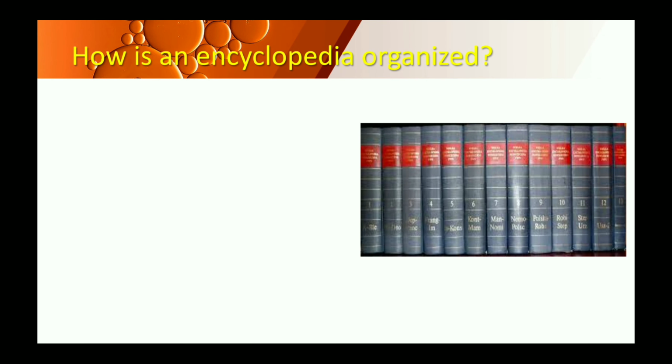Now, how is an encyclopedia organized? Children, all the topics covered in an encyclopedia are arranged in an alphabetical order, A to Z. Now, can you think of another book where all the contents are arranged in alphabetical order? Yes, you guessed it right. It's a dictionary.